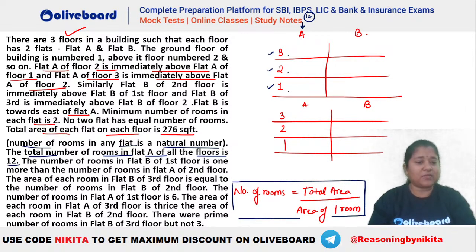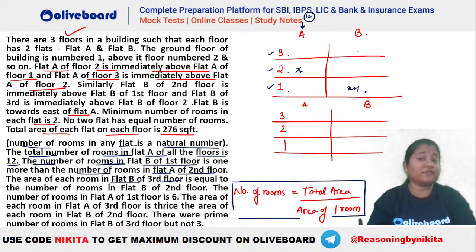After that, what is given? The number of rooms in flat B of first floor. So what is flat B of first floor? That is this one, right? This flat we are talking about, flat B of first floor, is one more than the number of rooms in flat A of second floor. That means, let's say if this is x here, this has to be x plus 1, isn't it? Because it is saying the number of rooms in flat B of first floor is one more than the number of rooms in flat A of second floor. So if this is 5 here, this should be 6. So if this is x, this will be x plus 1.